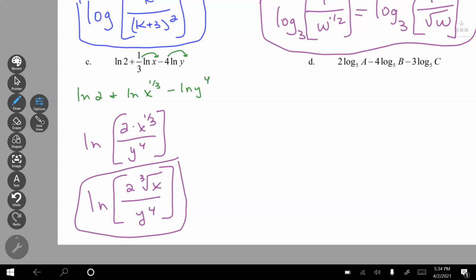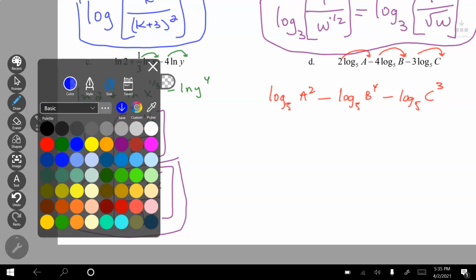You could keep it the other way with the fraction exponent. It wouldn't make a difference to me. Again, I see some coefficients that have to become exponents. I get log base 5 of a squared minus log base 5 of b to the 4th minus log base 5 of c to the 3rd.